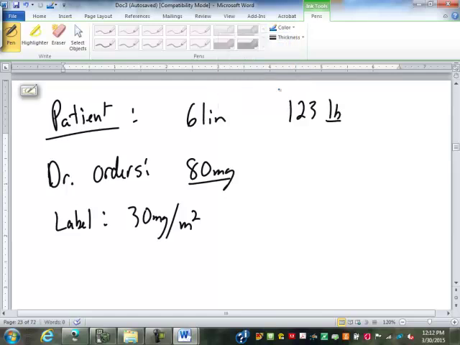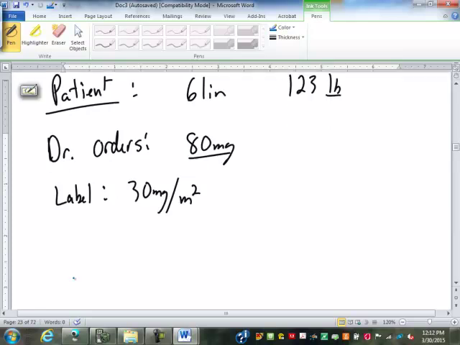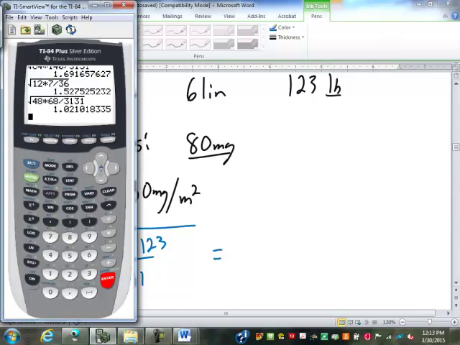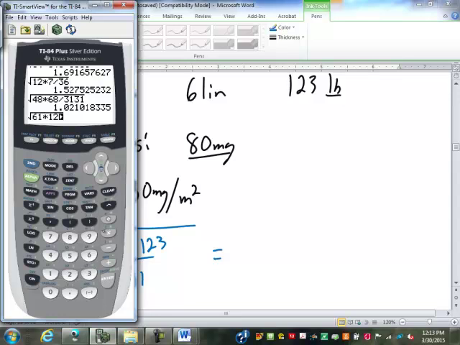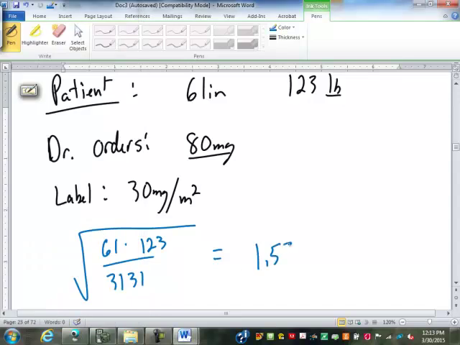So let's do a quick calculation of body surface area. I am the math geek, so I'm going to use the formula. So 61 times 123, of course, divided by 3131 again. Gives us 1.55 meters squared of body surface area.